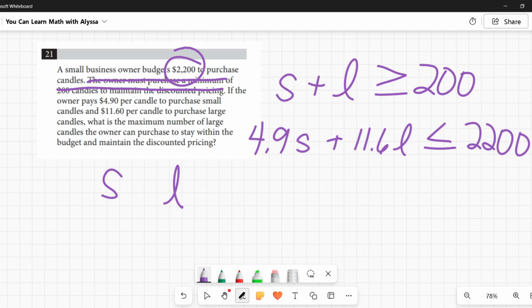$2,200. All right, now I've used everything. I've got the $2,200, $4.90, $11.60. Okay, now I want to have this. Absolutely, I'm going to say this has to go in Desmos.